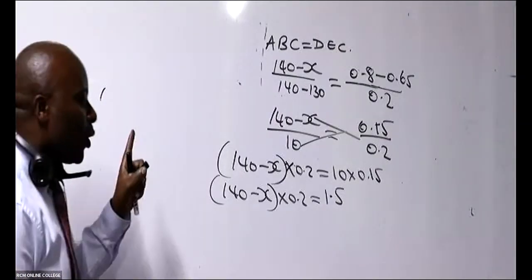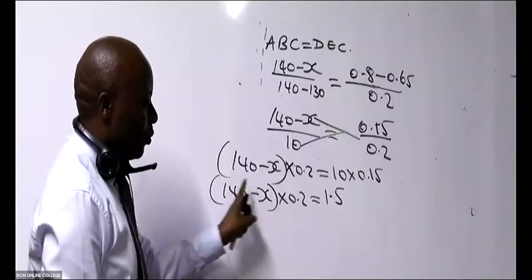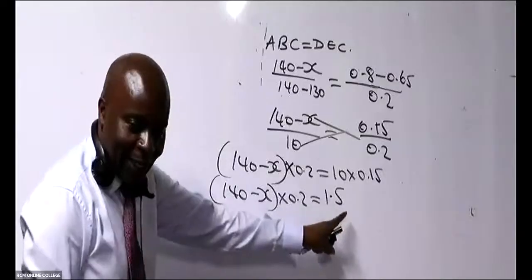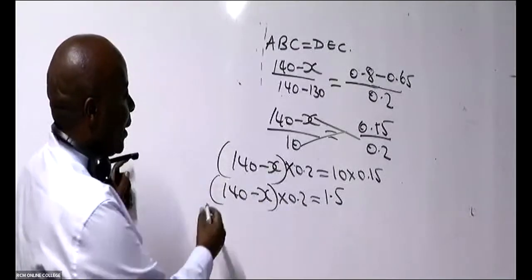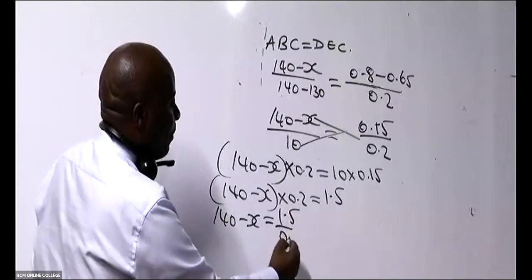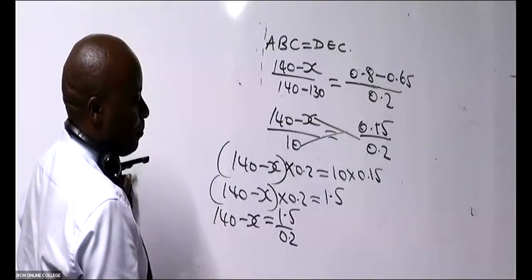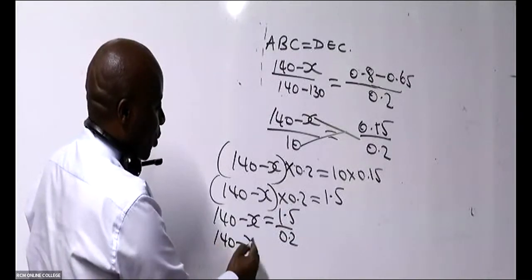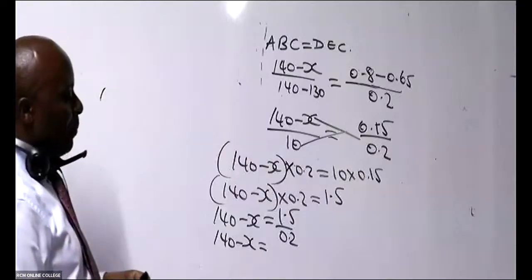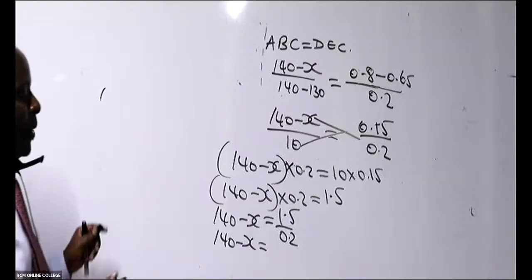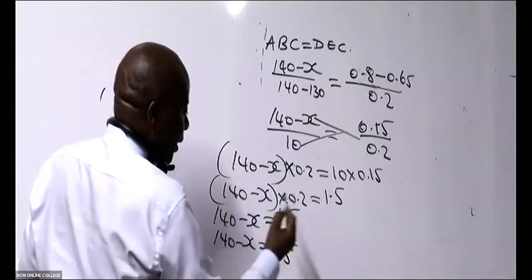So here I've got two options. The first option is to multiply each one of them, or I divide directly here. So I can say 140 minus X equals 1.5 divided by 0.2. Can somebody give me this quotient? 1.5 divided by 0.2 will give me what figure? 7.5.